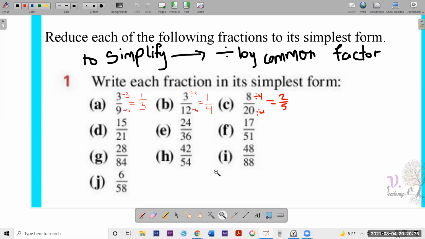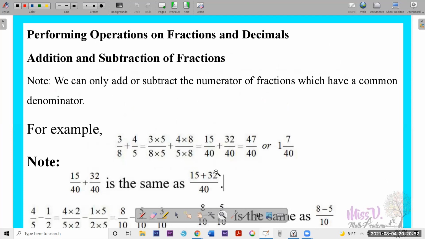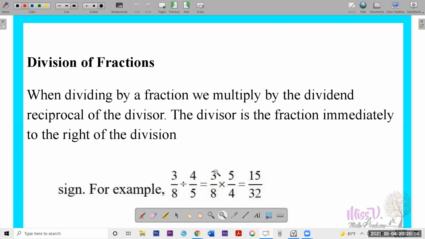And we use division by a common factor to simplify. So anytime they say, calculate this to the simplest form, you should know. When you calculate your answer, you break it down to its lowest form by dividing by a common number. All right? Now we go into the meat. We are going to the meat of our class today.